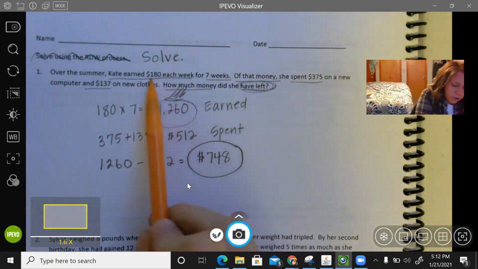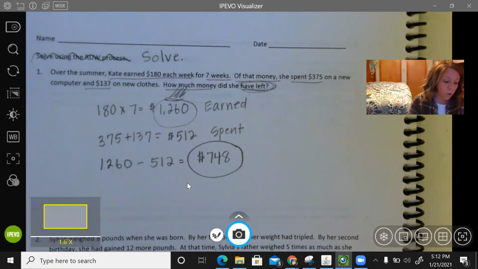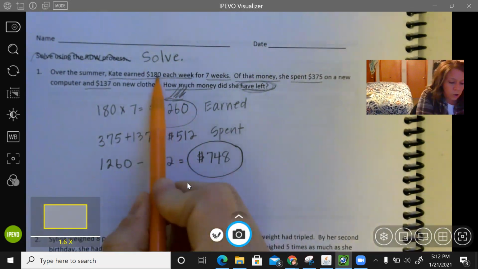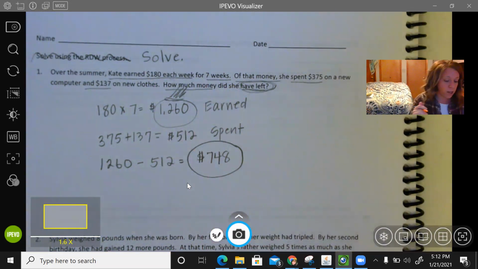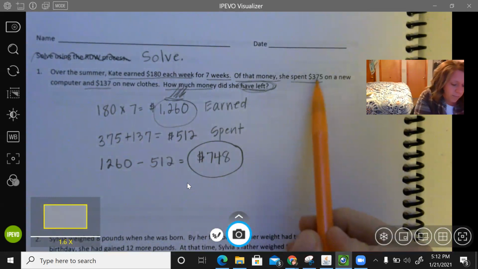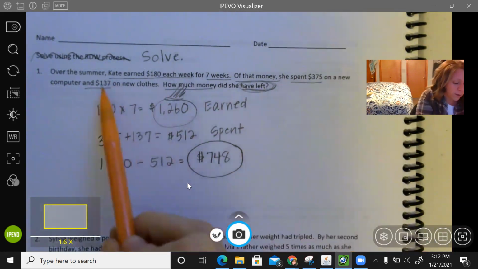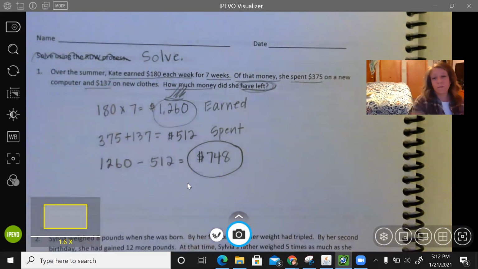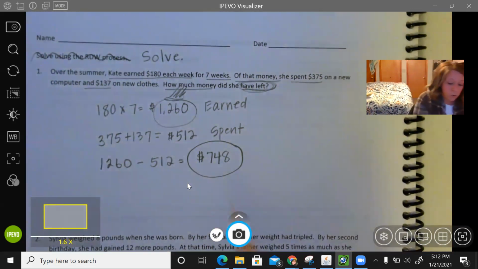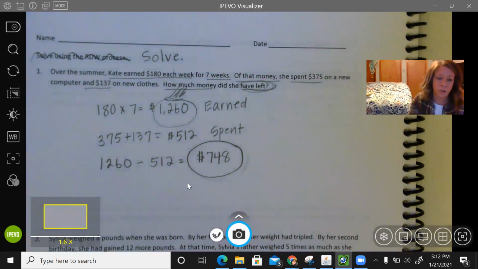So if she earned $180 each week for 7 weeks, that's about $200 a week. I know 200 times 7 is 1,400-ish. That's a little bit of a high estimate. Then she spent about 400 and about another 150. So 400 plus 150 is 550. So it does make sense that if she was in the thousands and spent a few $100s to be in the hundreds range. So I do believe my answer makes sense.